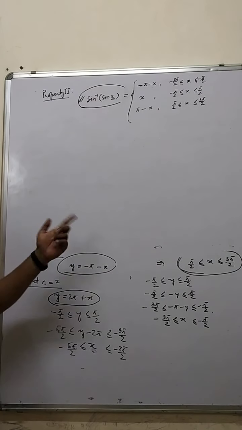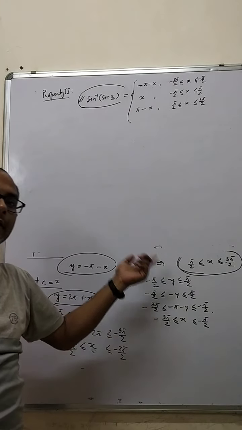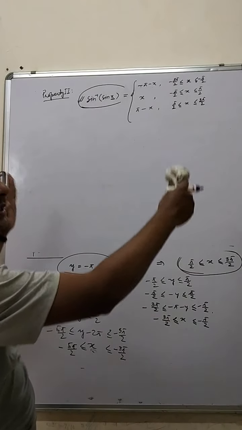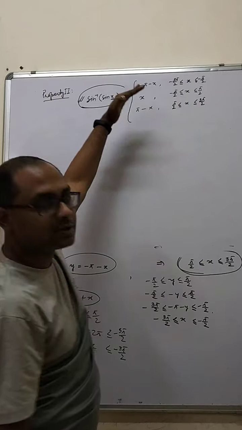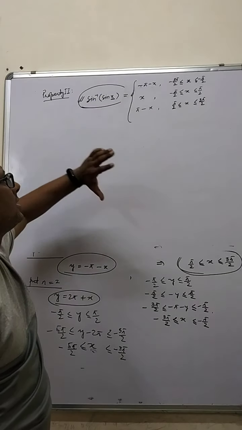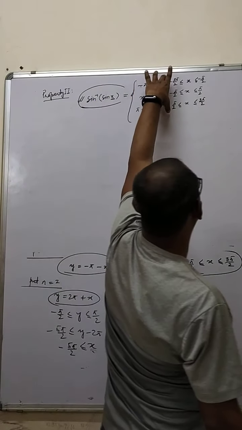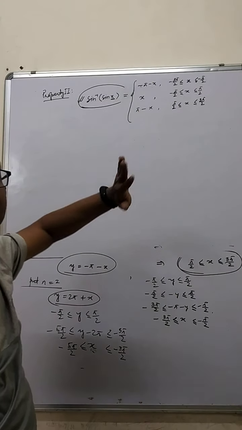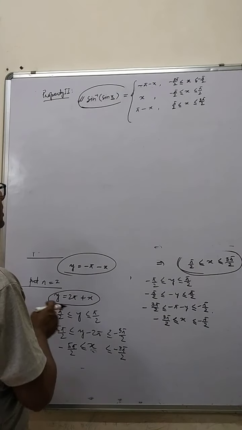Put n equal to minus 2, put n equal to 3, put n equal to minus 3, you will get recurring intervals. So ultimately we will get all the intervals. Not all intervals are required. If we know this much, it is going to help us a lot. Okay, now let us draw the graph.